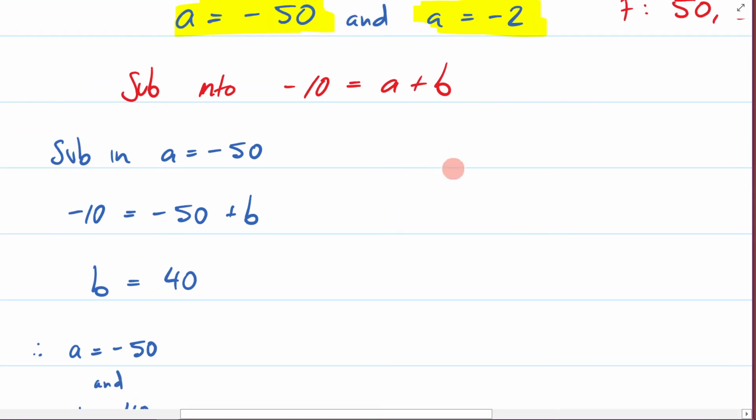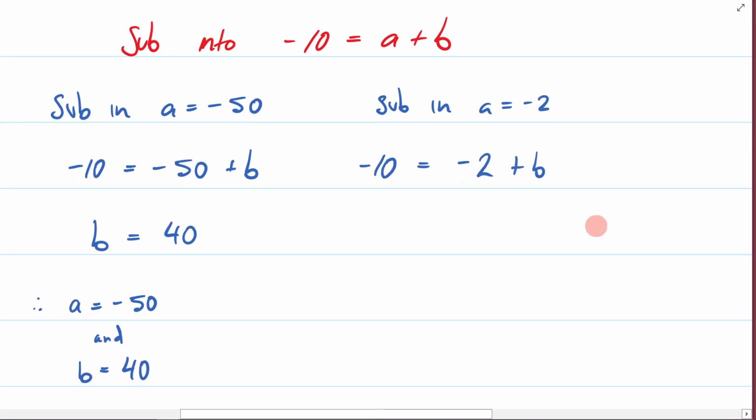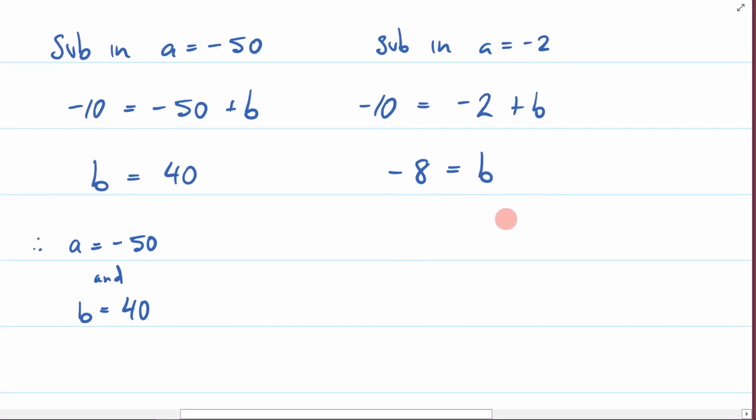And then on this other side here, I'm going to sub in a is equal to negative 2. Negative 10 is equal to negative 2 plus b. That means that I'm going to be left with, when I plus that over, negative 8 is equal to b. So therefore, when a is equal to negative 2, b is equal to negative 8. All right, we're nearly done, people.